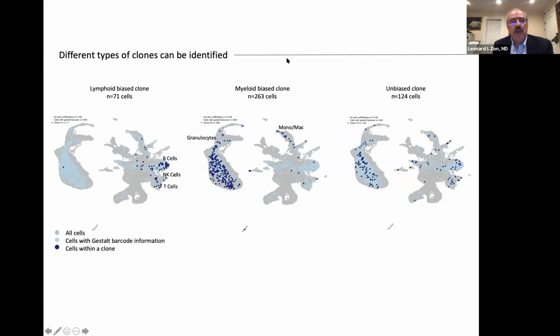So what we have are different types of clones that are now identifiable. So for instance, over here is a clone that represents pan-hematopoiesis. It's an unbiased clone, so all the blood cells are actually read out. Over here is a myeloid biased clone, and you can see predominantly granulocytes and monocytes being read out. And over here is a lymphoid biased clone where there's hardly any myeloid cells being read out, but all the lymphocytes are actually being tagged.